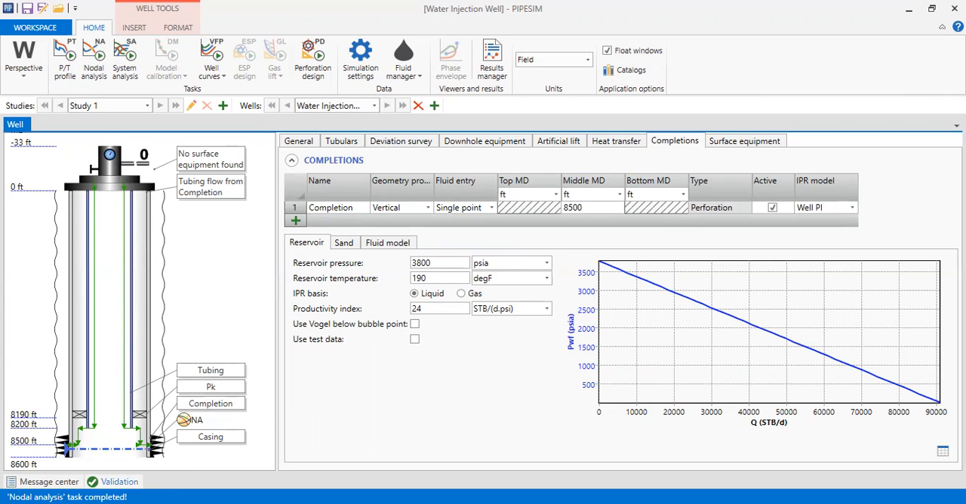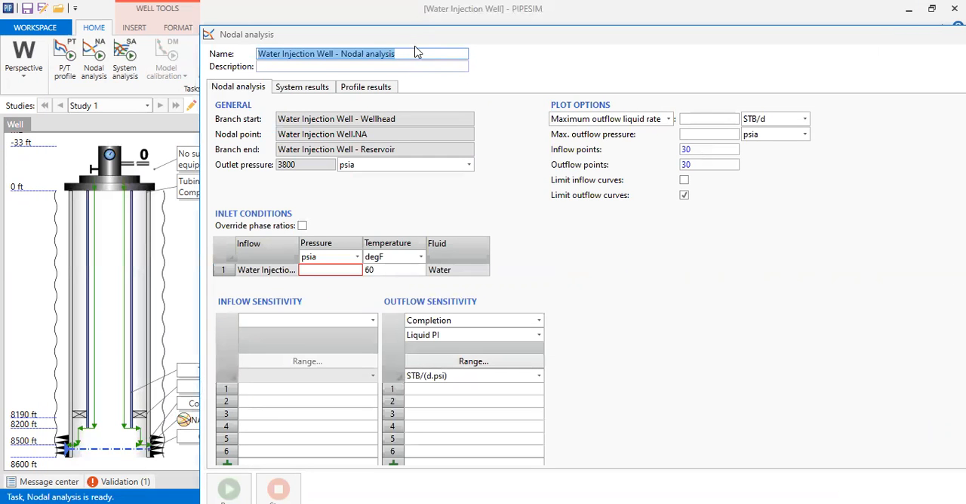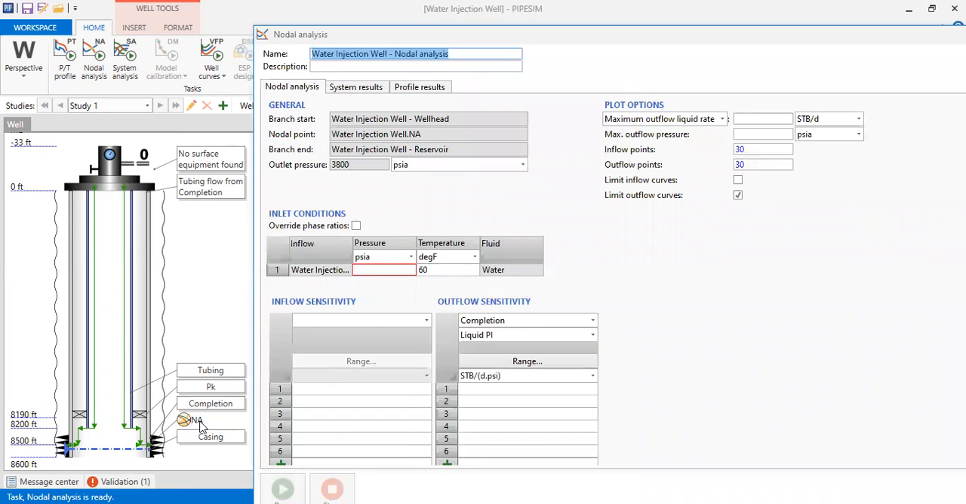We have been validated here. We go to nodal analysis. All right, our branch start will be our wellhead. Nodal point at the bottom hole. Here, the NA point, nodal analysis point. Branch N will be our reservoir, of course. And therefore, the outlet pressure is 3,800, which is our reservoir pressure. For inlet conditions, this represents our well condition.